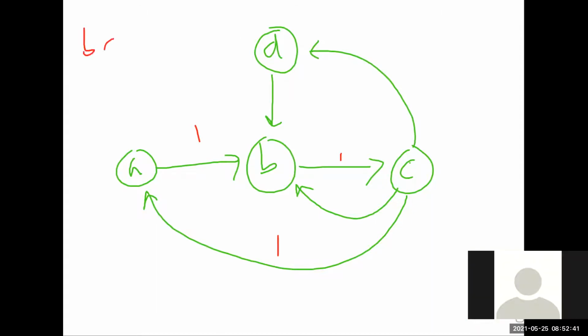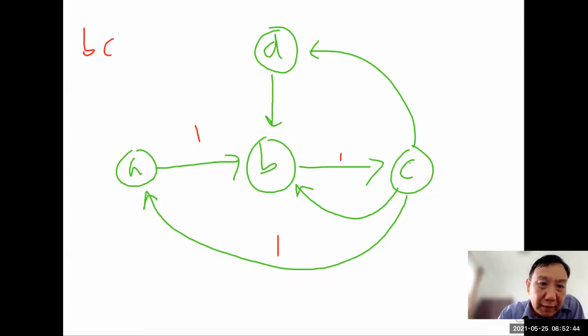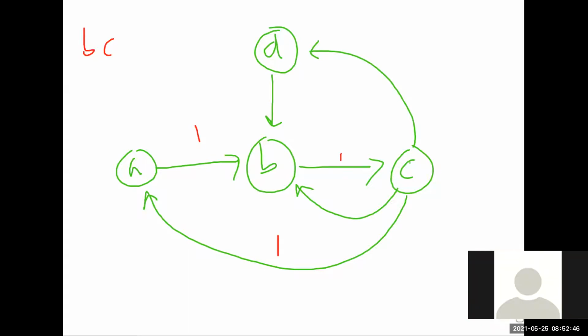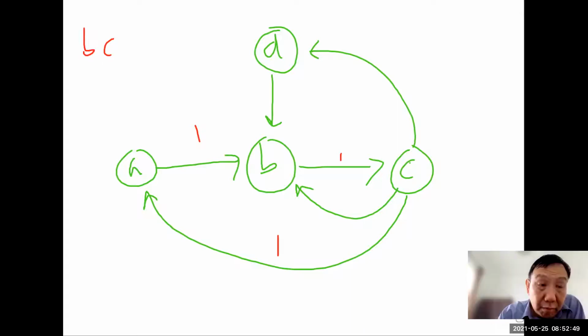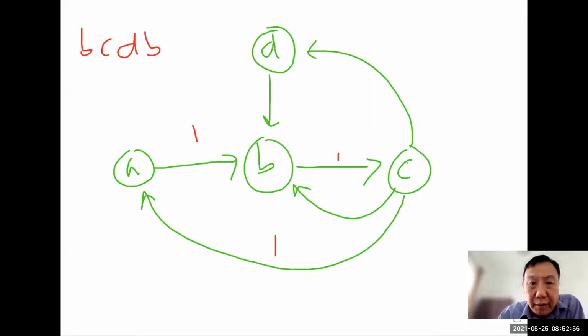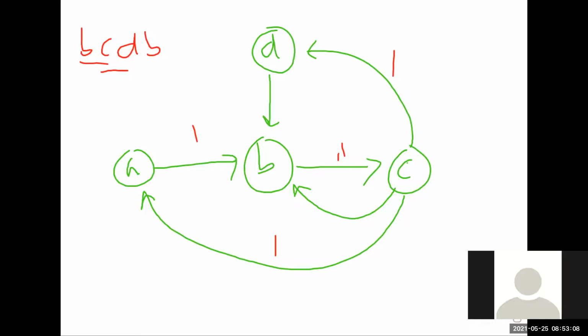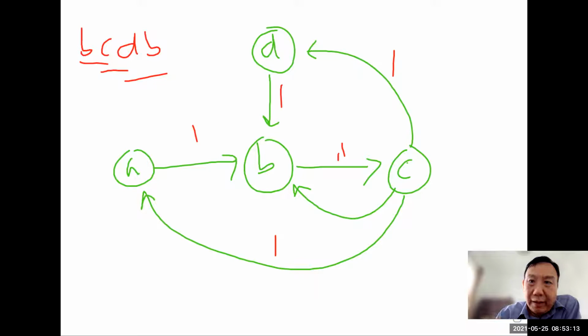B, C, D, B. Okay, so let's go from B to C. I tally another one here. And then C, D, so I tally 1 here. And then D, B, so I tally 1 here. Okay, next, what is the next trajectory?